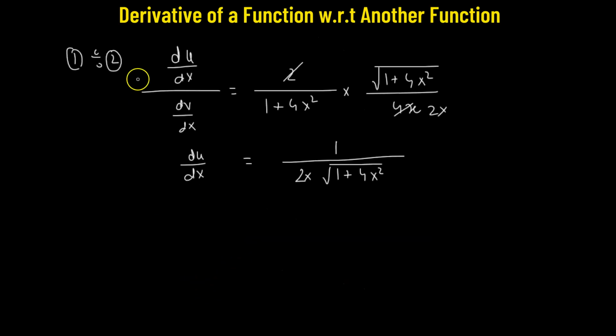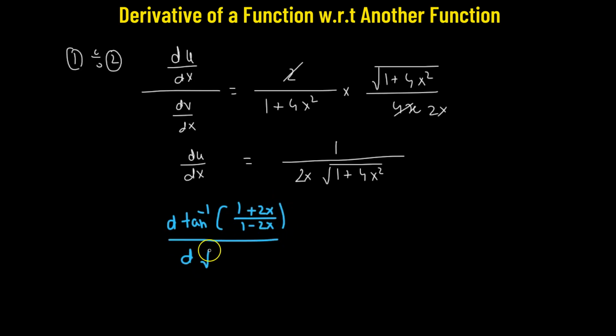And we considered u to be equal to inverse tangent of (1 plus 2x) divided by (1 minus 2x). So this divided by d of the square root of 1 plus 4x squared. So this value is equal to 1 over 2x times the square root of 1 plus 4x squared.